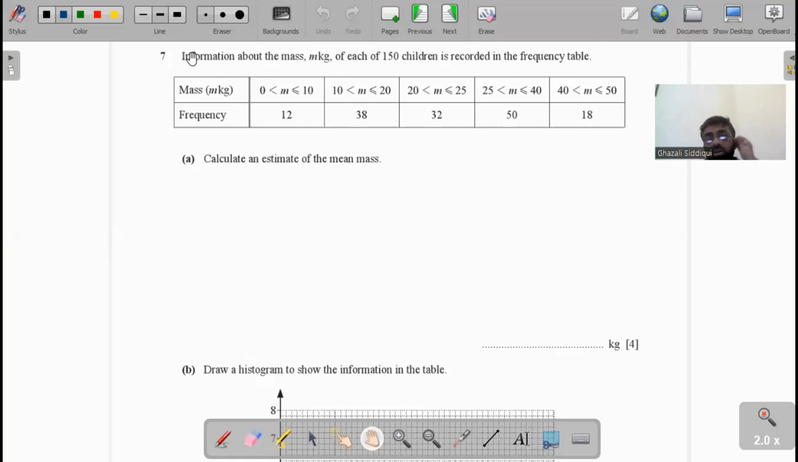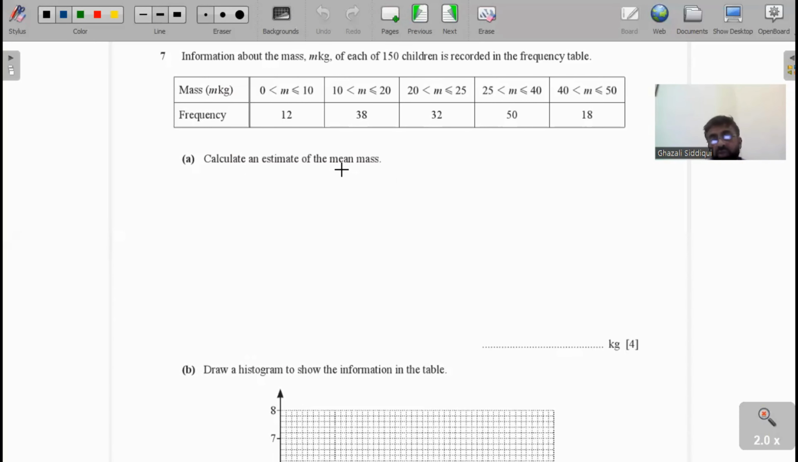Question 7. The mass m kg of each of 150 children is recorded in the frequency table. The mass m kg is given as 0 to 10, 10 to 20, 20 to 25, 25 to 40, and 40 to 50. The frequencies given are 12, 38, 32, 50, 18. Now calculate an estimate of the mean mass.